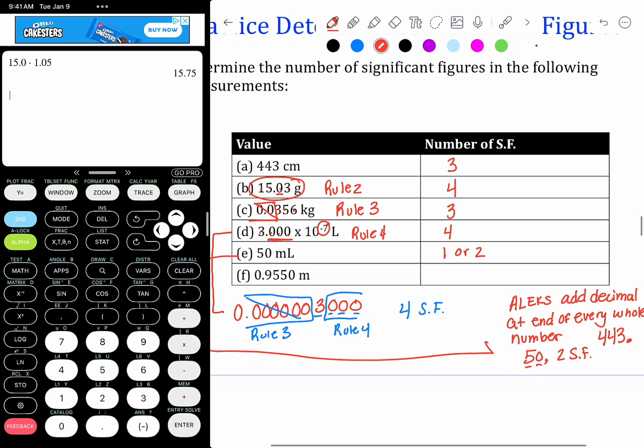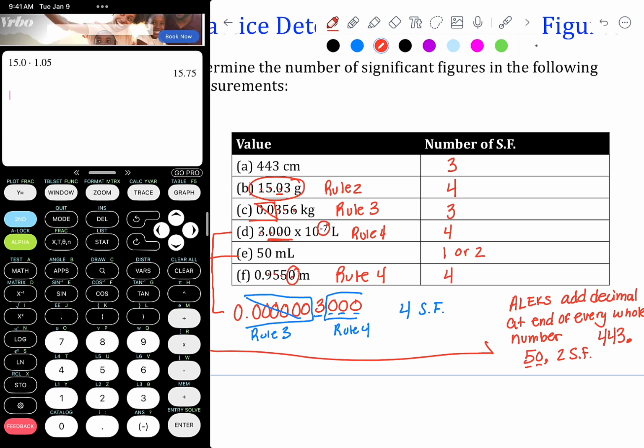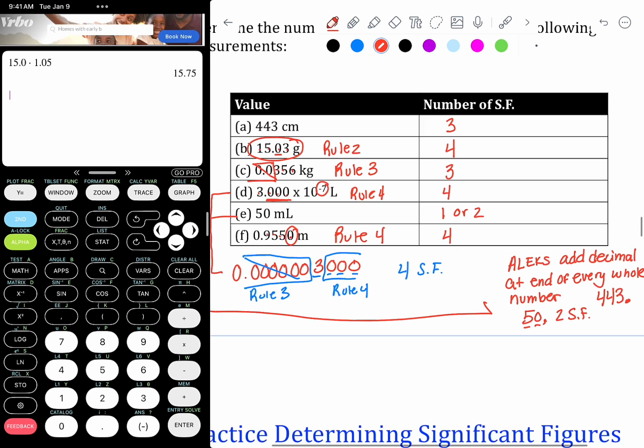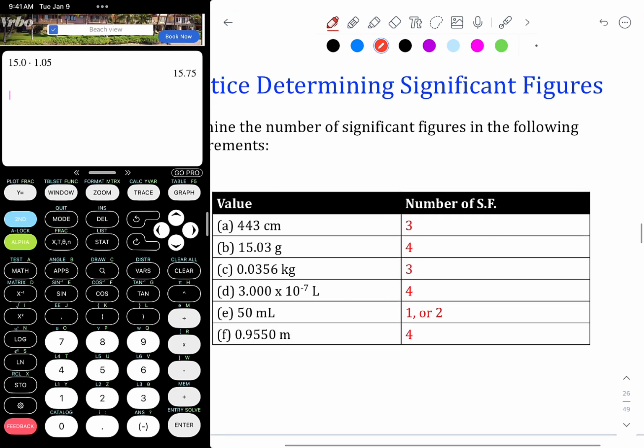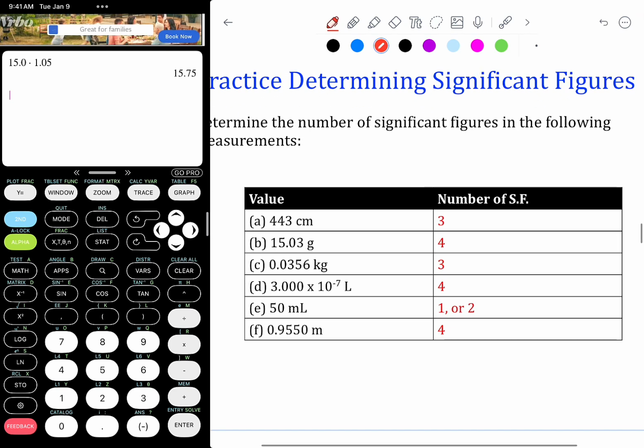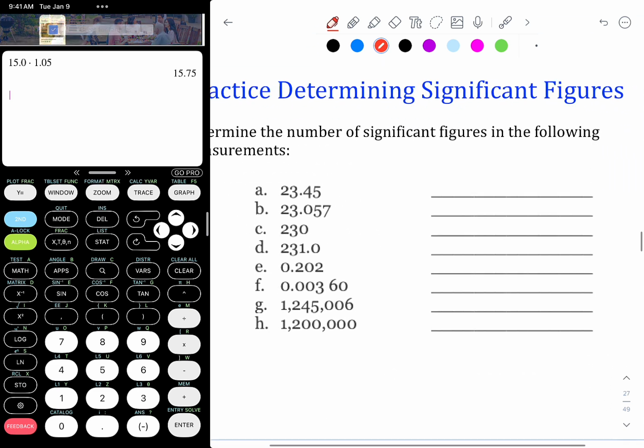Okay, our final example here. This falls under Rule 4, where I have this 0 at the end. Because that 0 is at the end after a decimal place, then it is significant. So I have 1, 2, 3, 4 significant figures. Let's check our answer key here. 3, 4, 3, 4, 1 or 2 and 4. Beautiful. Okay. Let's do some more practice.